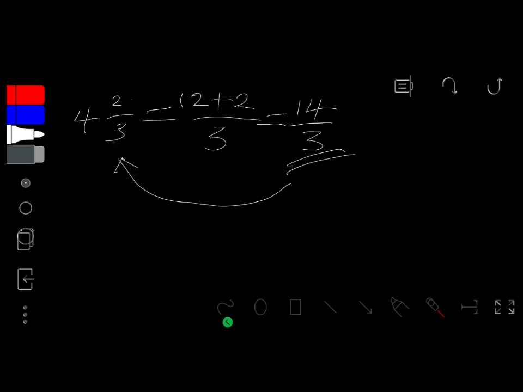This is how you convert from mixed fraction to an improper fraction. Now, this is for the first type of fraction, which is mixed fraction. In our next video, we're going to look at what a proper fraction is, how it looks like.